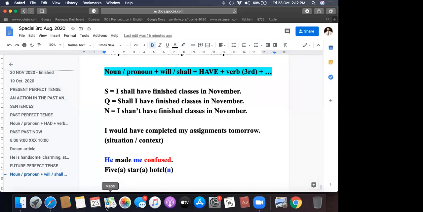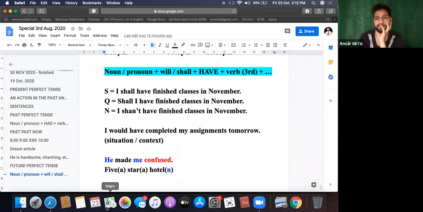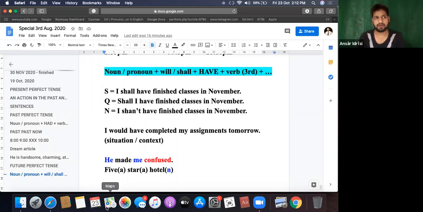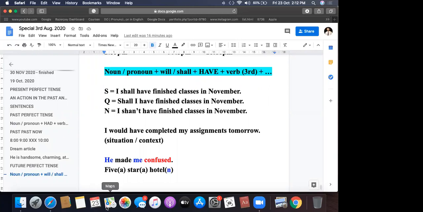Next. It will have got. Will it have got? It won't have got. Very good. Next. It will have hit the ball. Will it have hit the ball? It won't have hit the ball. Good. Next. It would have bursted in a bad way. Would it have bursted in a bad way? It wouldn't have bursted in a bad way.